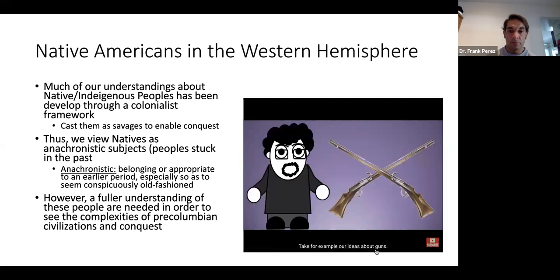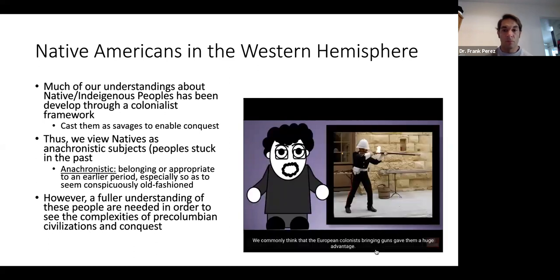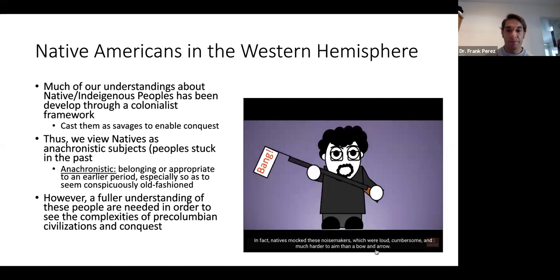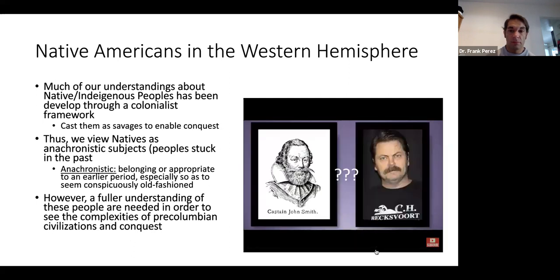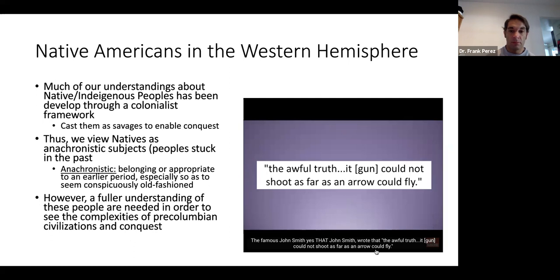Take, for example, our ideas about guns. We commonly think that European colonists bringing guns gave them a huge advantage. In fact, natives mocked these noisemakers, which were loud, cumbersome, and much harder to aim than a bow and arrow. The famous John Smith, yes, that John Smith, wrote that, quote, "The awful truth, it, the gun, could not shoot as far as an arrow could fly."